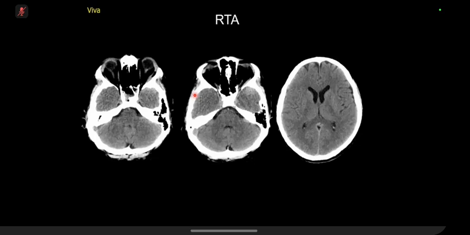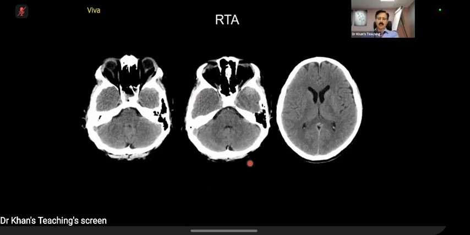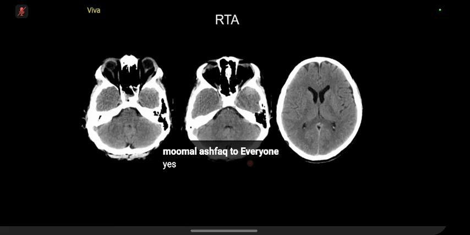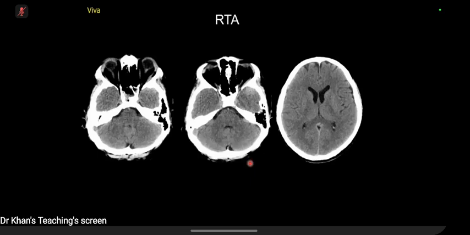On the left side, there is some air density. Temporal, middle cranial fossa. Is there something happening there? Yeah, there is some low density anterior to the midbrain.